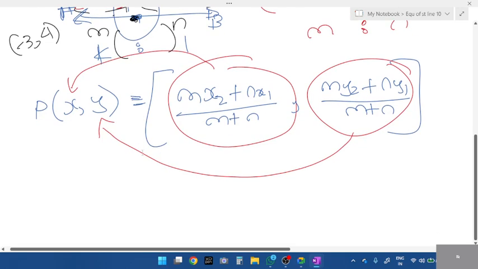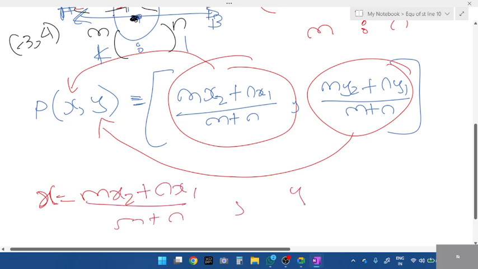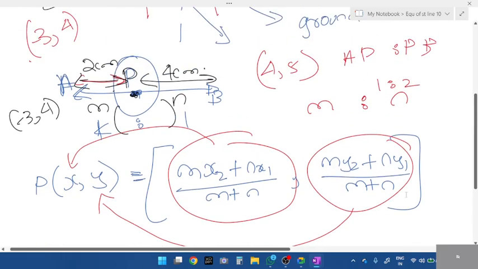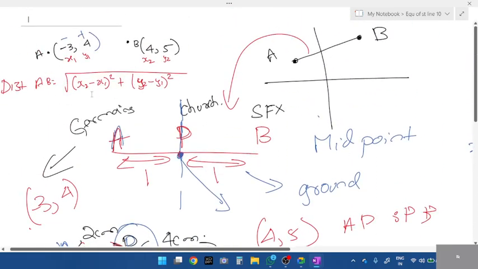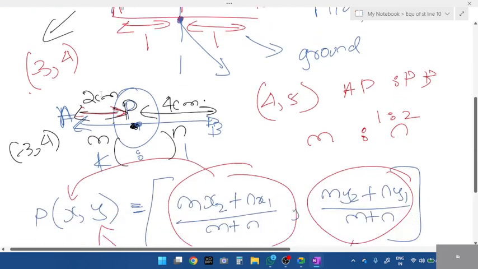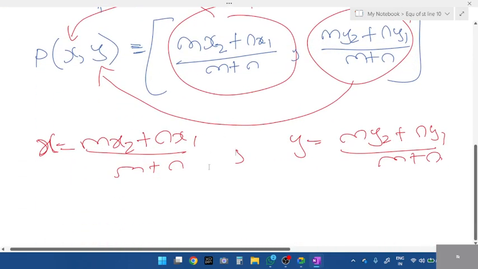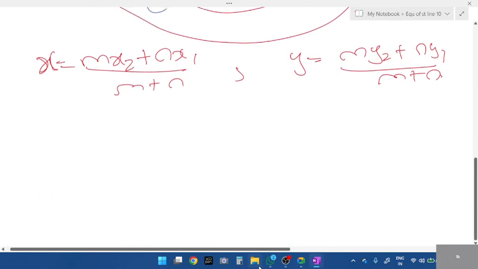So while solving, you write the equation together like this, and you can take x is equal to. We are finding the value of x, students, P of x. You can separate it like this: x is equal to (M x2 plus N x1) divided by (M plus N). y is equal to (M y2 plus N y1) divided by (M plus N). Okay, so look at the difference from the distance formula, x2 minus x1 the whole square, students. But here it is x2 plus x1.